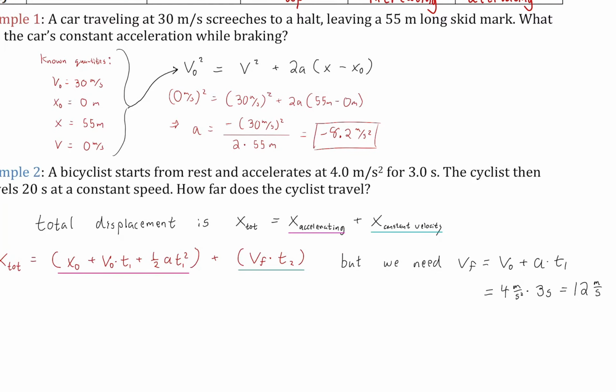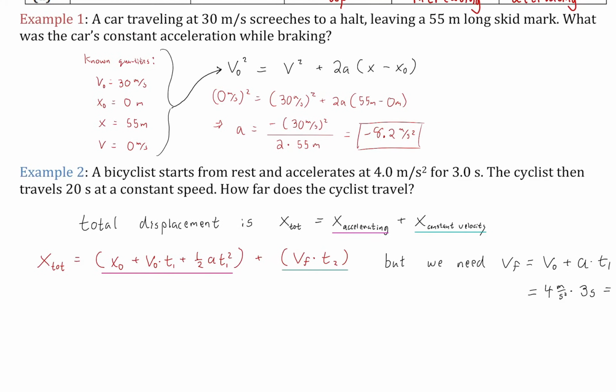So first of all, let's find v final. v final is just 4 times 3, again because v naught is 0. 4 because we were told it's accelerating at a rate of 4 meters per second squared, and it did so for 3 seconds. So that means after the acceleration portion of its movement, it reaches a velocity of 12 meters per second. And that's its final velocity because then it maintains that 12 meters per second for 20 more seconds.